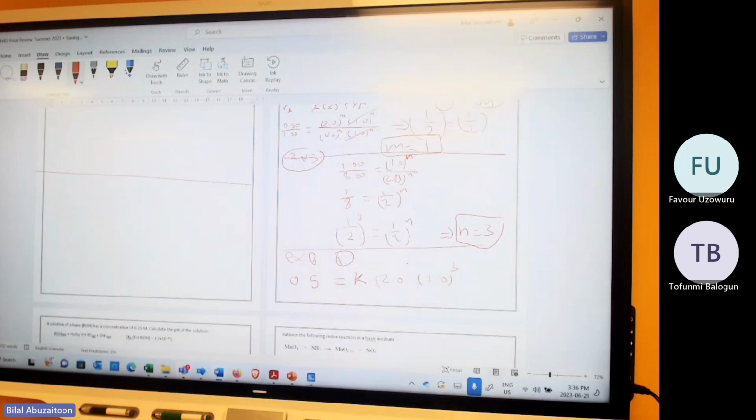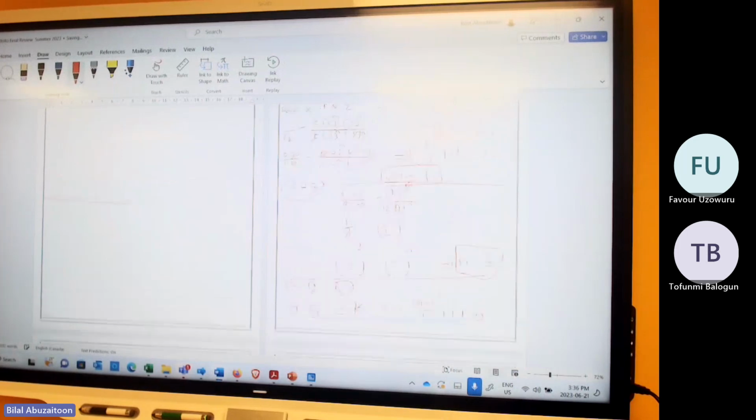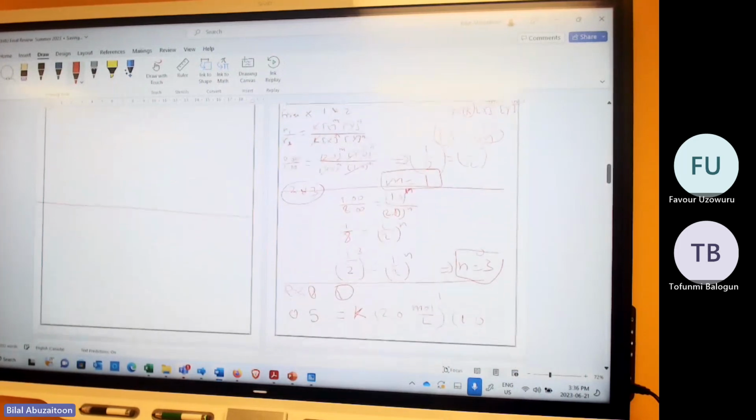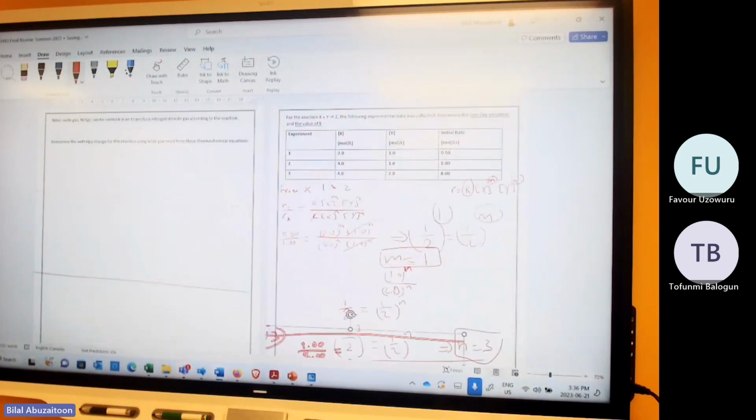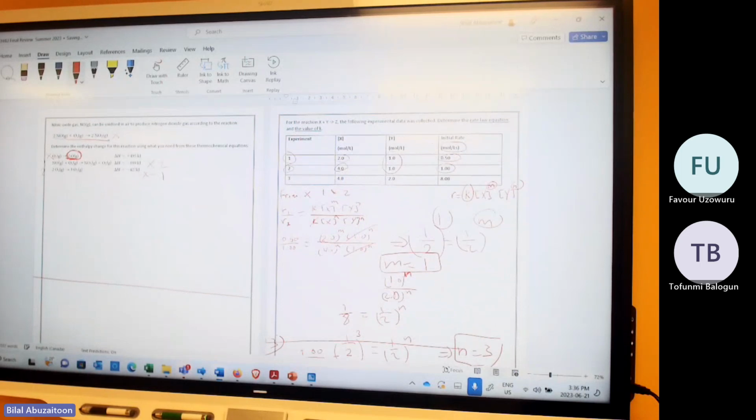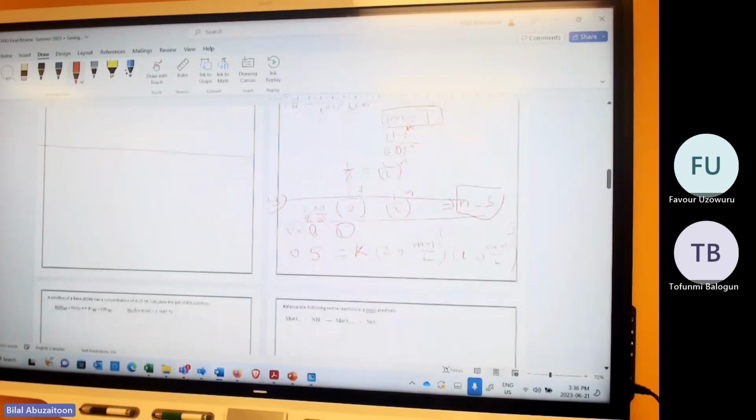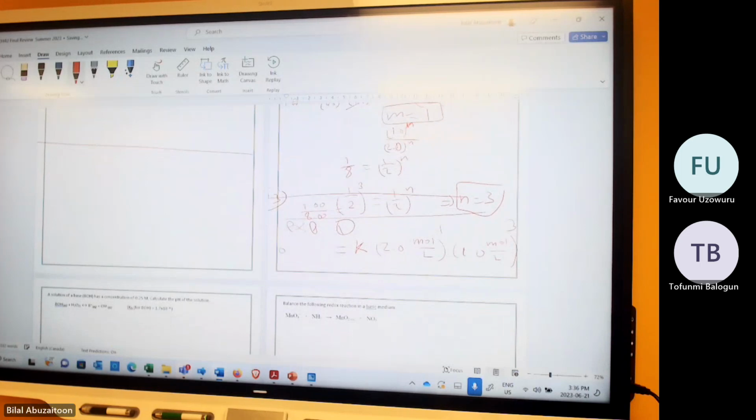Chisholm, yes, sir. Just 2.1 mole per liter to the power of 1, right? Times 1.0 mole per liter to the power of 3, right? And what's the rate? What's the unit of the rate? Mole per liter second. I remember, 0.5 mole per liter second.